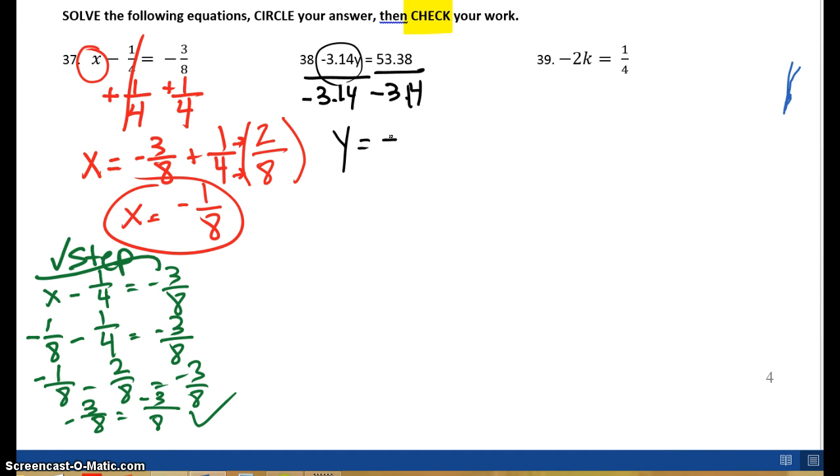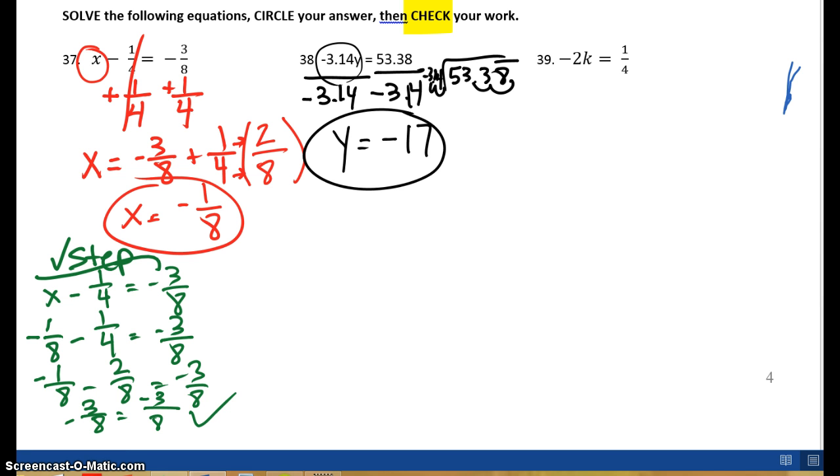Now I'm dividing two decimals. So I would have the top dog in the house, put that 53.38 inside the division house, negative 3.14 on the outside. I'd have to swoop twice, because I have to make sure this outside number doesn't have any decimals. So I'm doing negative 314 into 5,338. When I do that long division, I end up with y being equal to negative 17. So I'm going to circle that again.